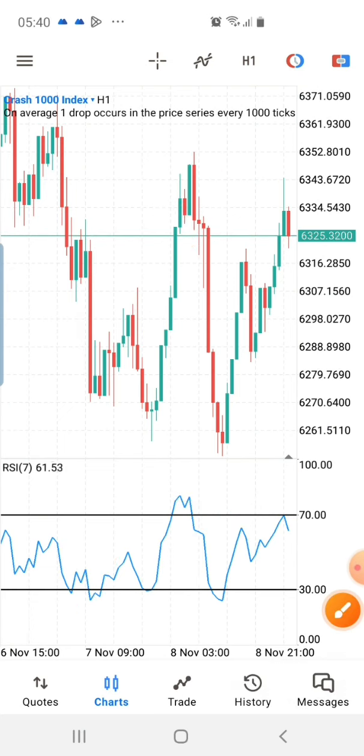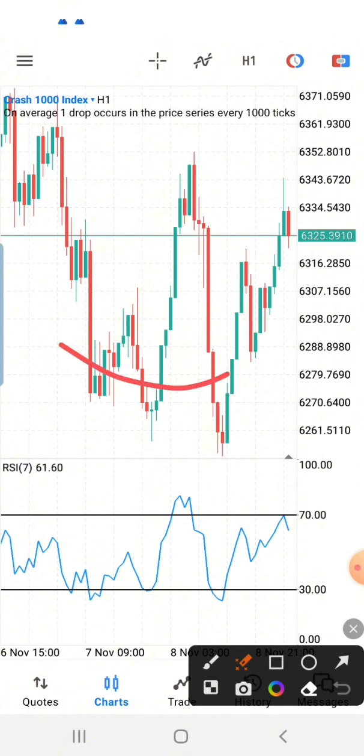So I hope you get the concept. I hope you understood this explanation when it comes to divergence. When the main chart, or the candlesticks here, are showing something different from the indicator, they are opposites of what the indicator is showing us.